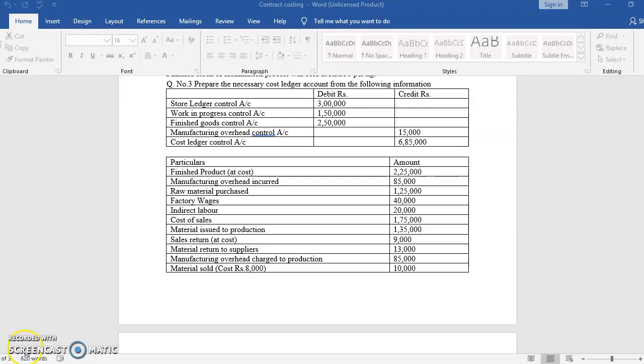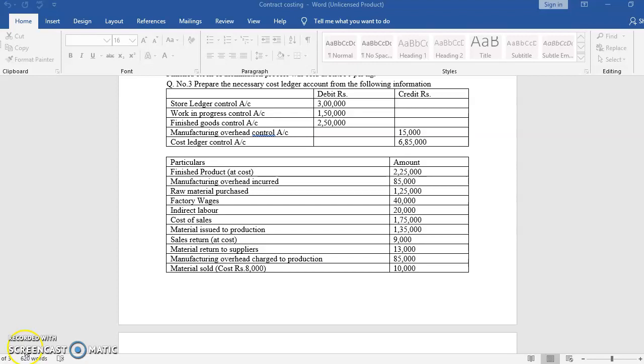Then if you see the manufacturing overhead control account, it's a credit balance 15,000. Then it's on the debit side. If you see on the debit side, it comes to 85,000, and on the credit side again 85,000. So you will get the balance again 15,000. So I have to record that balance as it is. You will get the balance on the debit side, to balance carried down 15,000.